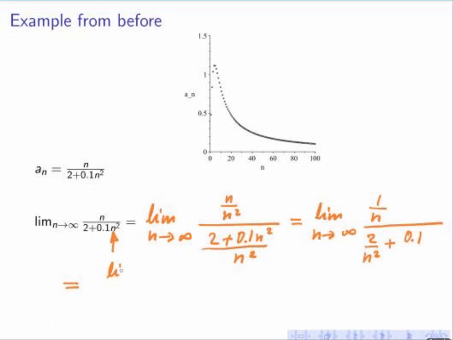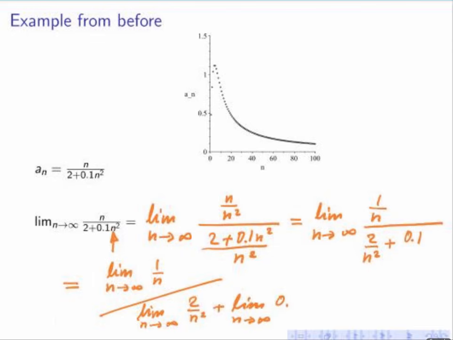So we write it very complicated first. Limit as n goes to infinity of 1 divided by n, and then all this divided by the limit as n goes to infinity of 2 divided by n squared plus the limit as n goes to infinity of 0.1. This is all in the denominator. But now we can take the limits.